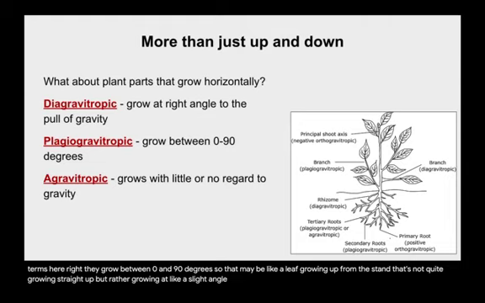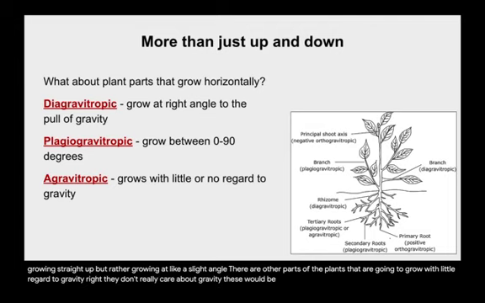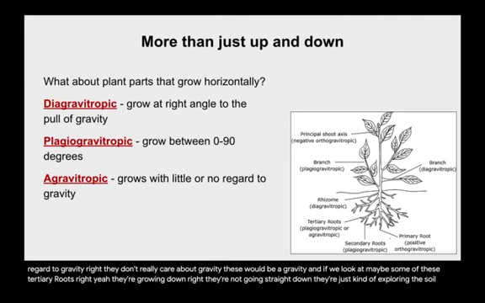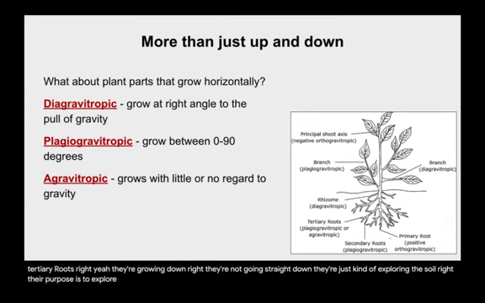Okay. There are other parts of the plants that are going to grow with little regard to gravity, right? They don't really care about gravity. These would be agravitropic, right? If we look at maybe some of these tertiary roots, yeah, they're growing down, right? They're not going straight down. They're just kind of exploring the soil, right? Their purpose is to explore the soil. They're growing with little regard to gravity, right?